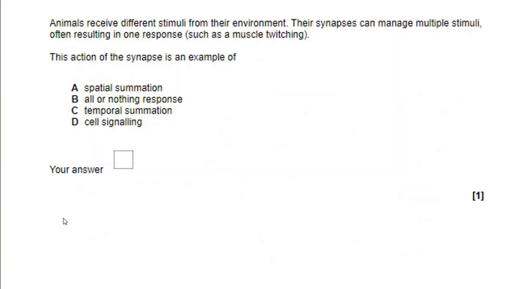Okay. I've got a couple of questions with you here. The vast majority of the questions I could find on this were quite convoluted. There's lots of bits for you to read, so I'm going to email you them instead rather than put them all on here. But we'll do the first couple together. So, have a go. And that was obviously A, so spatial summation, the idea of multiple stimuli. A synapse is multiple going in and one response going out, and that's going to be spatial summation.